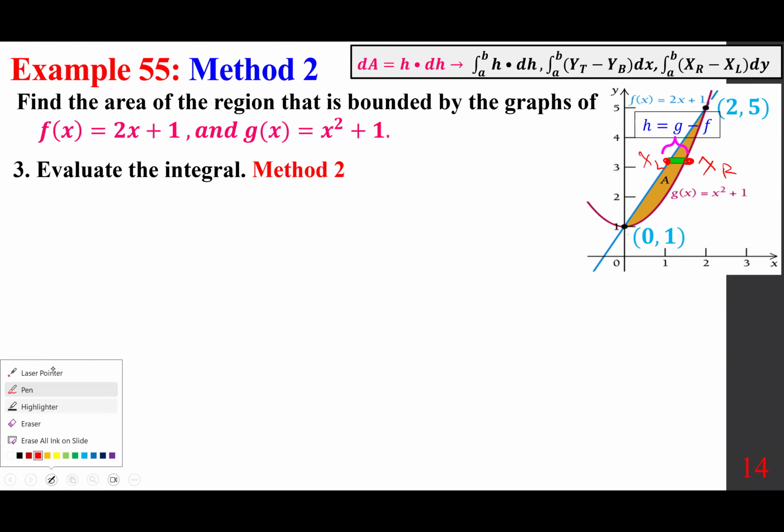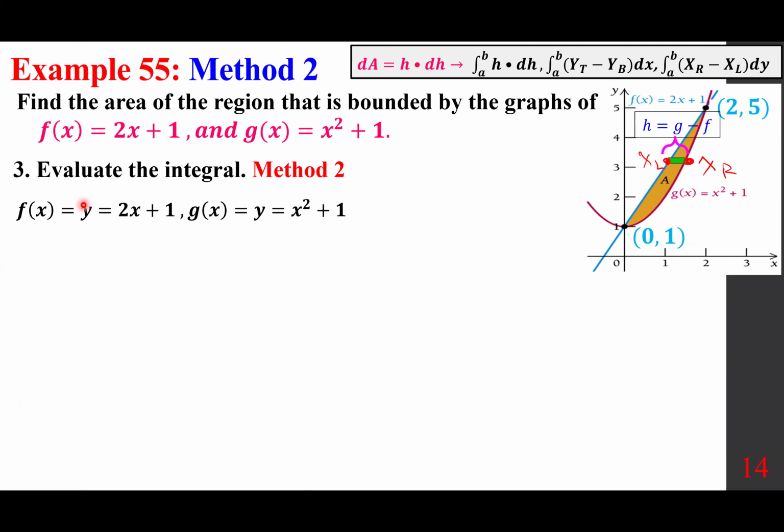Now, of course, we have to be very careful because we need to solve for x in terms of y. So it's important to understand that this one is y equals 2x plus 1. This one is y equals x squared plus 1. And now that we have each as y, we are going to solve for x. So what happens here? You move this. So 2x is y minus 1. So x is half of that. And this one, you move it this way. X squared is y minus 1. X is the square root of y minus 1.